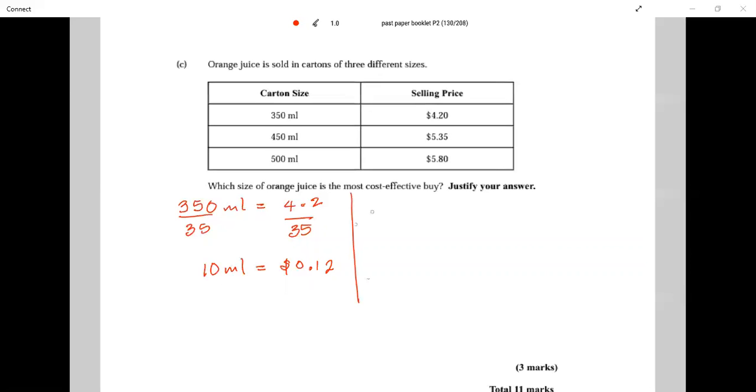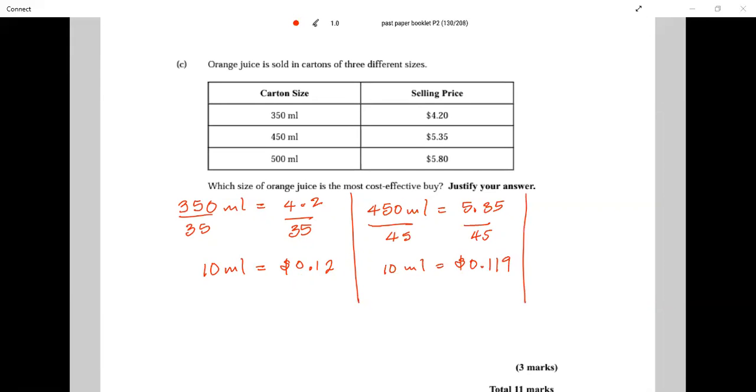The next one, I have 450 milliliters, and that costs $5.35. If I divide both sides by 45, that will give me the cost of 10 milliliters. So 10 milliliters here would cost about 0.119, let's just say 9. So it's a little bit less than 12 cents.